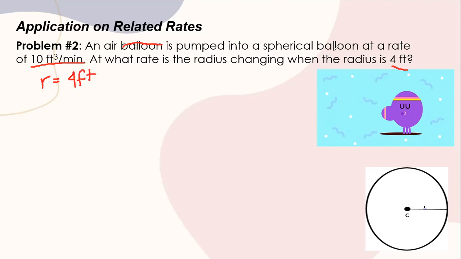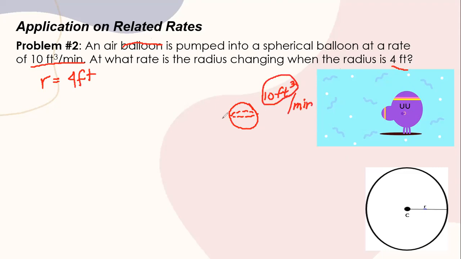Okay. Yung spherical balloon ay lumalaki daw. For example, we have the balloon. Spherical yan. So imagine natin, perfect sphere yung ating balloon. So lumalaki yung balloon natin at a rate of 10 cubic feet per minute.